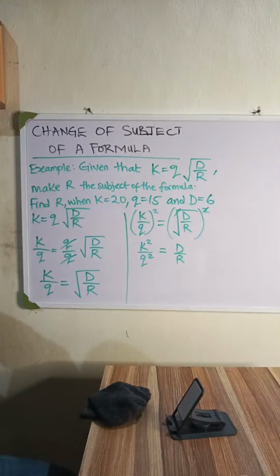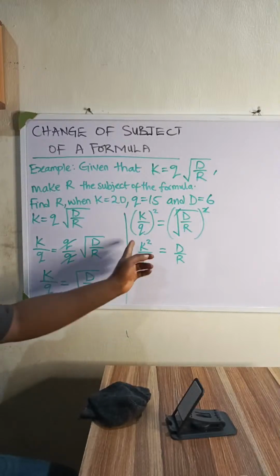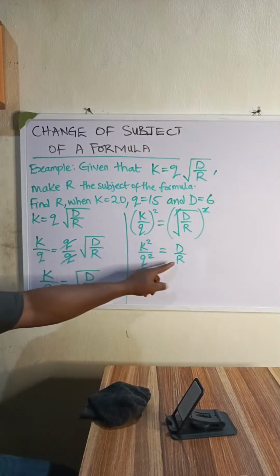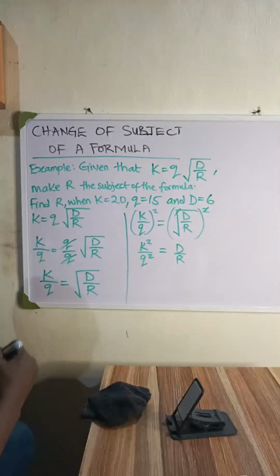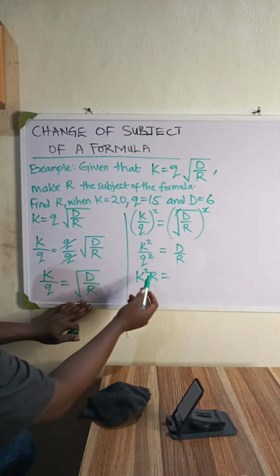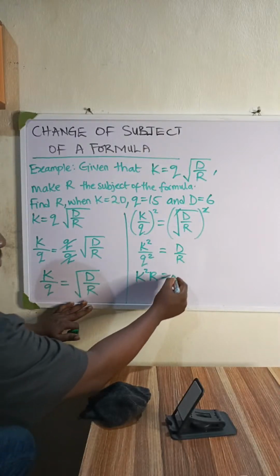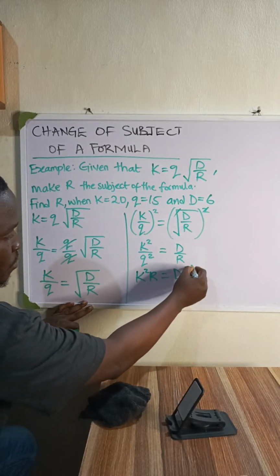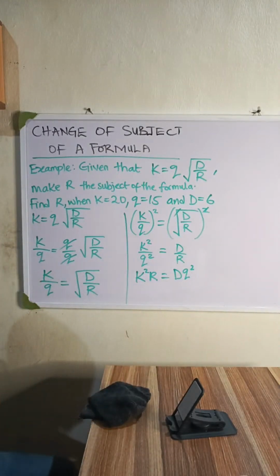So going further, in order to make r the subject of the formula, we need to cross multiply. So k squared is going to multiply r. We have k squared r is equal to q squared multiplied by d. So we have dq squared. Right?